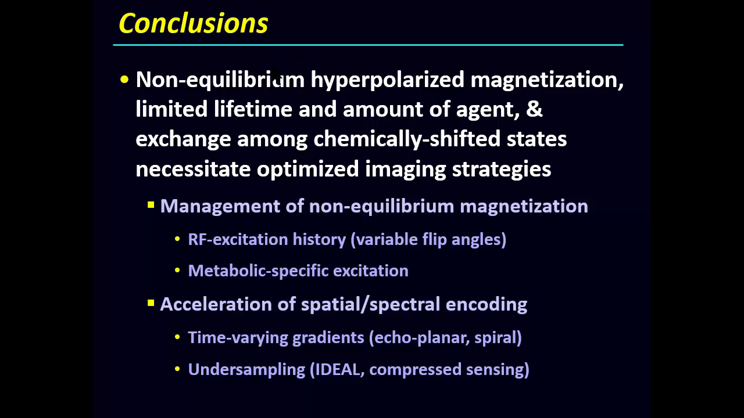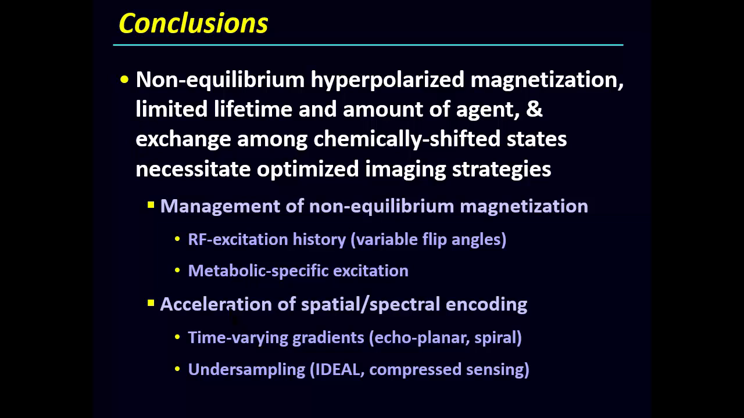So in closing, what we've talked about is that the non-equilibrium hyperpolarized magnetization, combined with its limited lifetime, the limited amount of agent, and the exchange among chemically shifted states, leads us to optimize the imaging strategies in order to make the most of our agent and to go as fast as we can. We talked about the management of the non-equilibrium magnetization, which led to optimizing the RF excitation history, particularly using variable flip angles, and also using flip angles that are tailored to the specific metabolites.